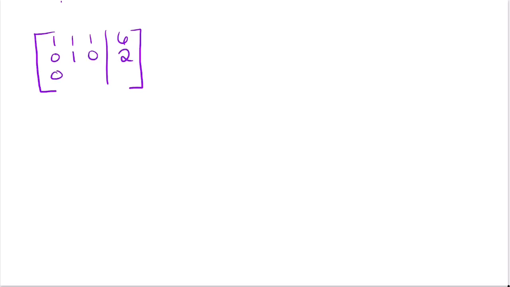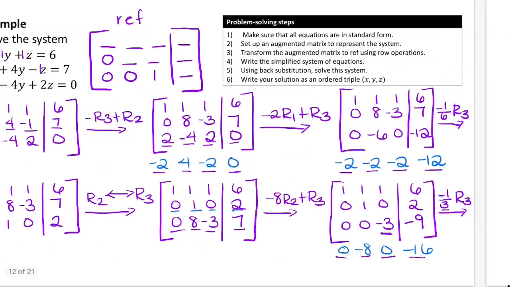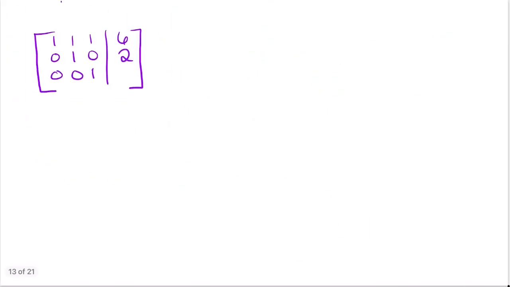Okay, so my row 1 and row 2 will stay the same. So I have 1, 1, 1, 6, and I have 0, 1, 0, 2. And that's going to give me 0, 0. And then I'm going to do that negative 3 times negative 1/3. And that'll be 1. Okay, and then my final entry would be negative 9 times negative 1/3. So that's going to be 3. Okay, so now my matrix is in row echelon form. But remember, we're still trying to solve this by Gaussian elimination. Okay, so we're not done yet.